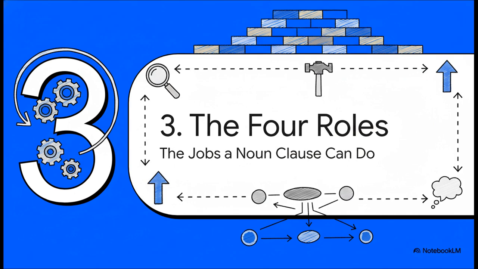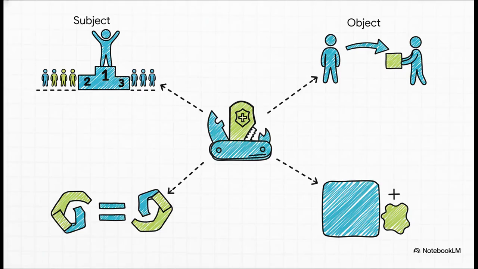All right, so now that we know how to make one, let's look at what it can actually do. And this thing is a workhorse. It can do 4 completely different jobs in a sentence. These are its 4 main gigs. It can be the subject, the star of the show. It can be the object, the one receiving the action. It can be a complement, which basically renames the subject, or it can be an appositive, which just adds a bit more info about a noun right next to it. Let's look at each one.